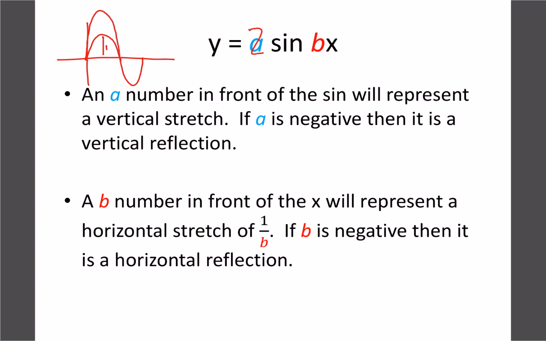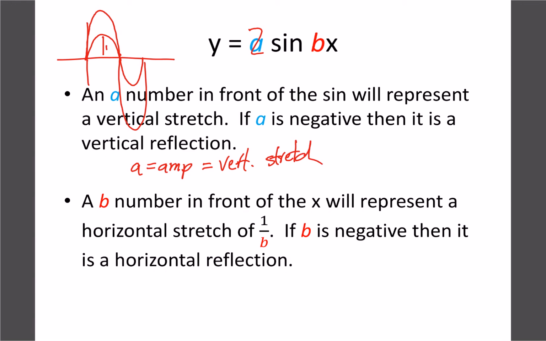If I put it at 5, it's going to be an amplitude of 5, and it would also go down to negative 5. So the a number is our vertical stretch, so that's easy. So whatever that number in front, a equals amplitude, which is also equal to our vertical stretch.